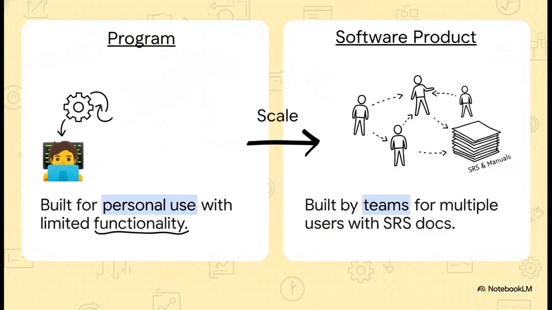Let's put this into perspective to really hammer it home. Think about the difference between a simple program and a full-blown software product. A program is usually something pretty small. It's like a quick little sorting script you write for yourself on a Sunday afternoon. It does one thing, it has limited functionality, and you are literally the only user. But a software product, that is a whole different beast. It's built by a coordinated team for multiple users. It includes comprehensive documentation, system requirement specifications, user manuals, a polished graphical user interface, the whole shebang. You just can't hack together a massive word processing software by yourself in a weekend. It absolutely requires that systematic approach we just talked about.